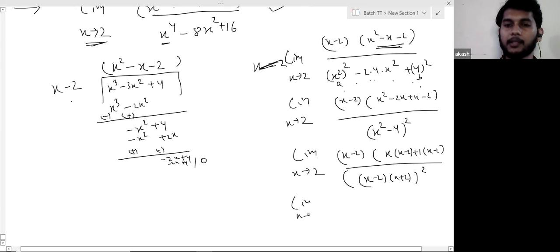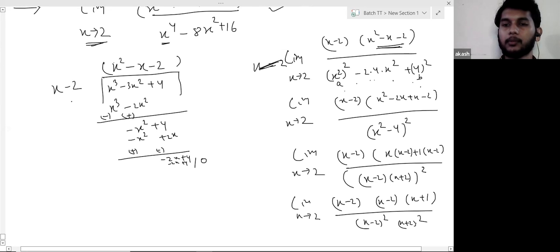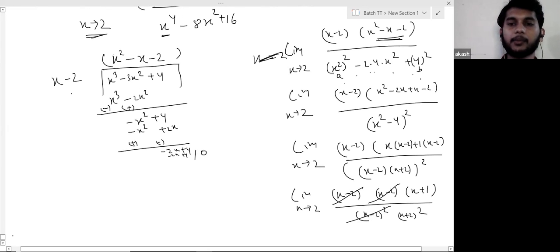So limit x tending to 2, taking x minus 2 common again, x plus 1. This is x minus 2 whole square, x plus 2 whole square. So x minus 2 whole square is cancelled out. Now use direct substitution because we have cancelled the factor which was making the denominator 0. So putting x equals to 2 here, 2 plus 1 is 3, 2 plus 2 is 4 square is 16. So the final answer is 3 upon 16.